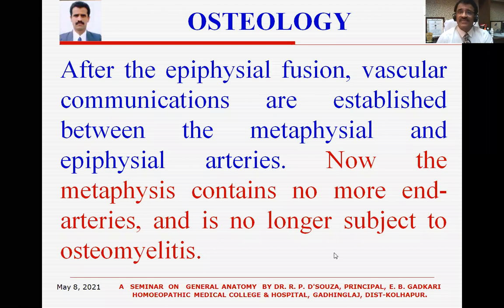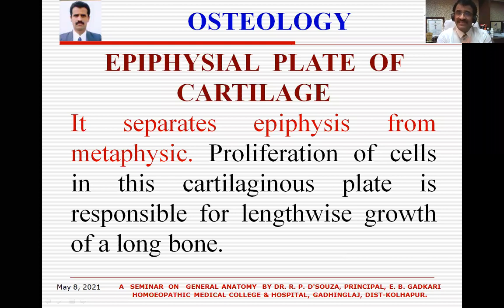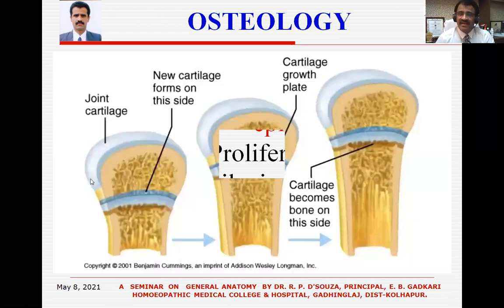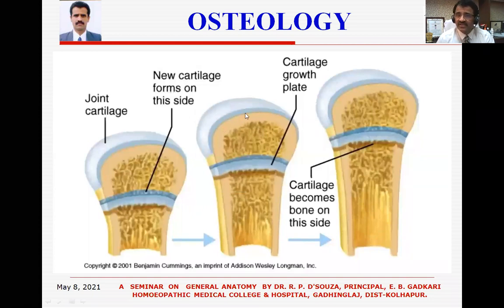And the last portion is the epiphyseal plate of cartilage. It separates epiphysis from metaphysis. The proliferation of cells in this cartilaginous plate is responsible for lengthwise growth of a long bone. So length is increased at this level, and you can see a growing bone picture here, and the blue strip here between the epiphysis and metaphysis. Below the epiphysis comes the epiphyseal plate of cartilage, then comes metaphysis, and then comes diaphysis. Here you can see cartilage becomes bone on this side. So this is a growing phase showing the epiphyseal plate of cartilage.